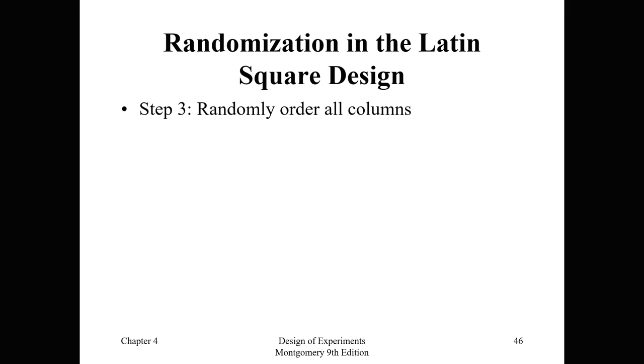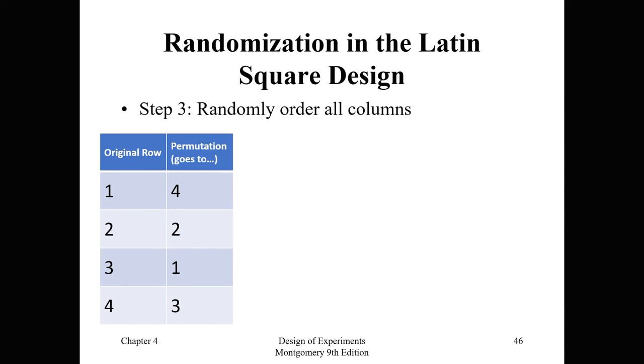Now our final step is we randomly order all the columns including the first one. So we're going to randomly order all of our columns. So just like we had before, we're going to have our original, this is a typo, this should say column, excuse me. So we're going to have our original columns 1, 2, 3, and 4, and then we're going to shuffle them around. So column 1 is going to go to column 4, column 2 is going to go to column 2, column 3 is going to go to column 1, column 4 is going to go to column 3.